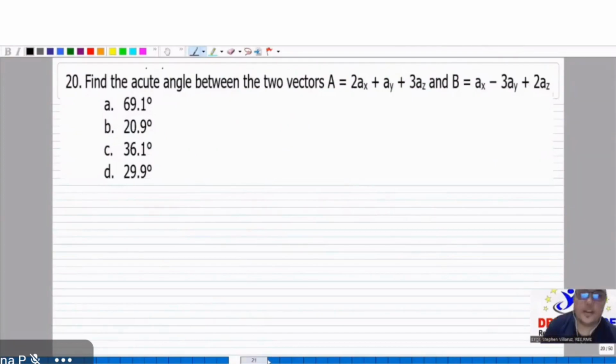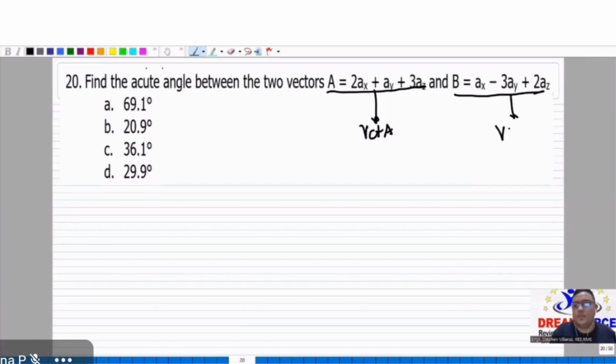Okay, number 20. Find acute angle between the two vectors, 2AX plus AY plus 3AZ, and your vector AX minus 3AY plus 2AZ. Take note, sabihin na lang natin itong first vector. Let's see, call this as vector A. And yung B natin, let's call this as vector B. Okay? So, we are asked to find the acute angle. So, we will use your dot product.